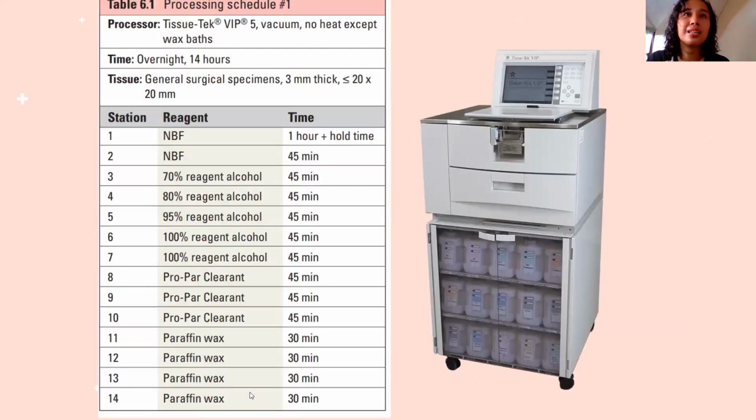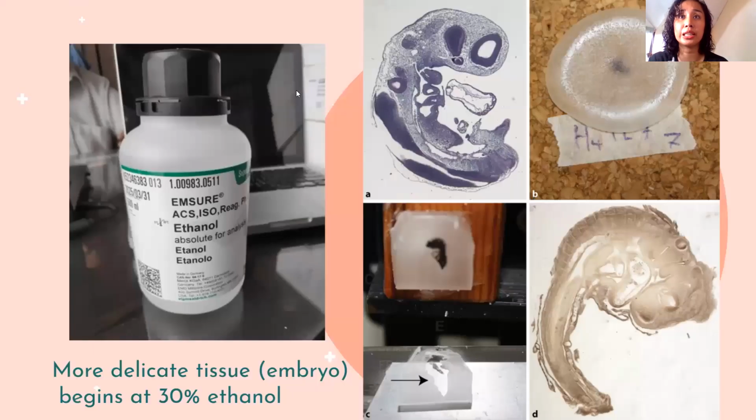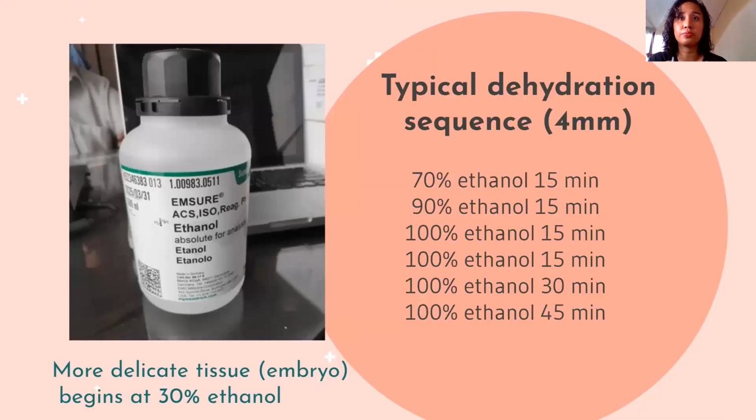So sabi niya, wait lang, it has vacuum, to facilitate the penetration of the fluids. Kindly search yan. No heat except wax baths. So, how big is the specimen? 3 mm to. Pero ang tagal, oh. 3 mm yung kanina, 4 mm.